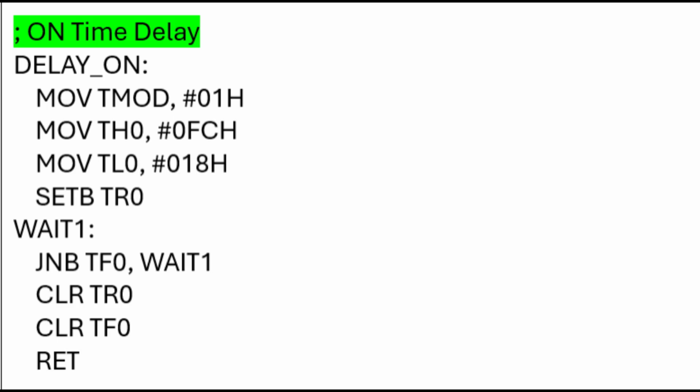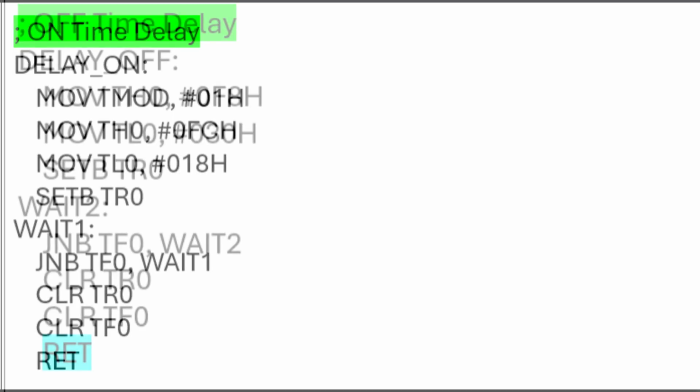WAIT1: JNB TF0, WAIT1. The CPU waits here until timer overflow. TF0 equals 1. CLR TR0. CLR TF0. Timer stop. Returns to main program.